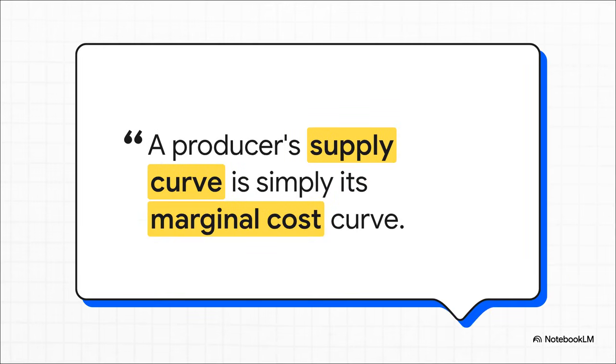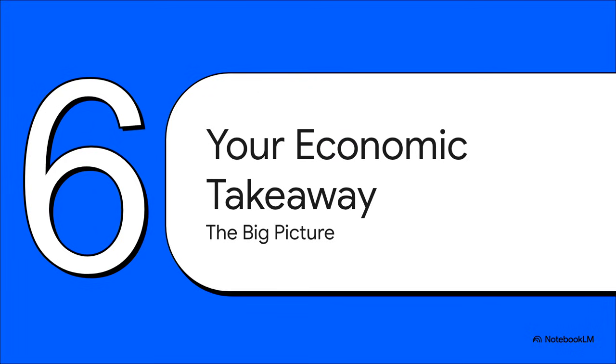And that leads us to the big aha moment. Think about it. The marginal cost tells you the minimum price a producer is willing to accept to make one more item. So a chart showing all of those costs is also a chart of how much they're willing to supply at any given price. In other words, a producer's supply curve is its marginal cost curve. They're the same thing.